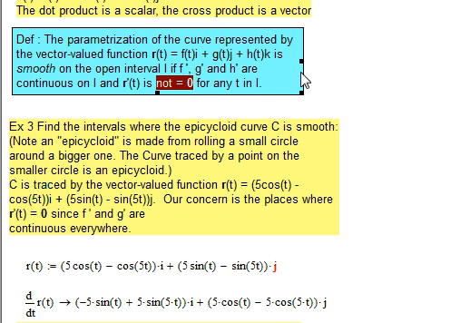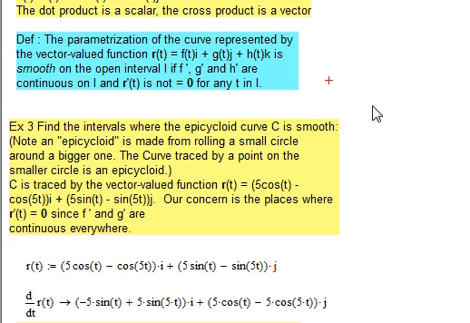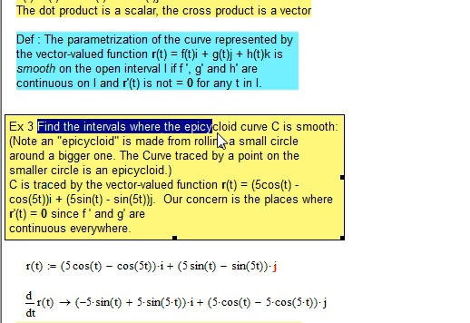In other words, there's no place where the curve just kind of stops. Remember, r prime would correspond to velocity. So there's no place where it would stop. So here's an example. Find the intervals where the epicycloid curve C is smooth.